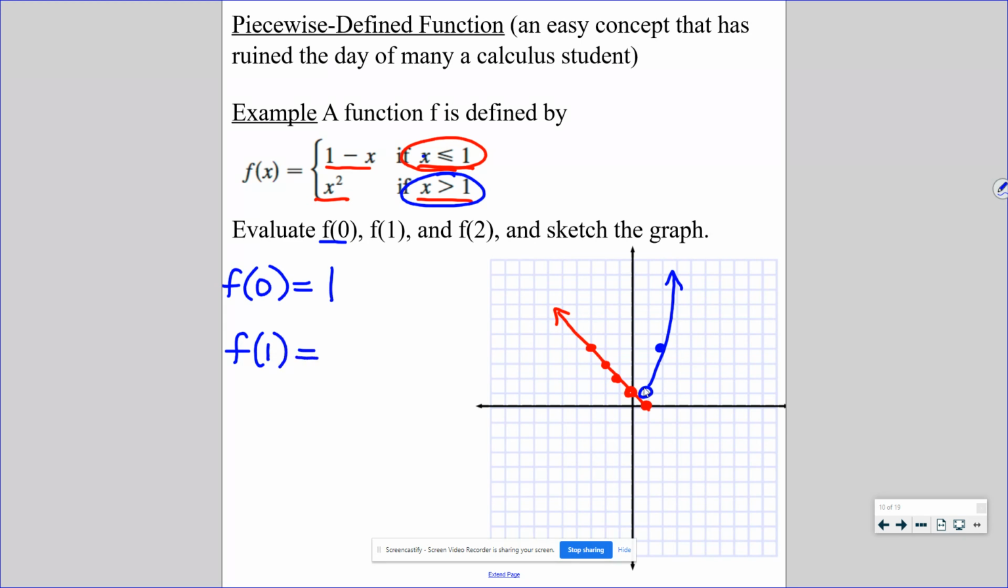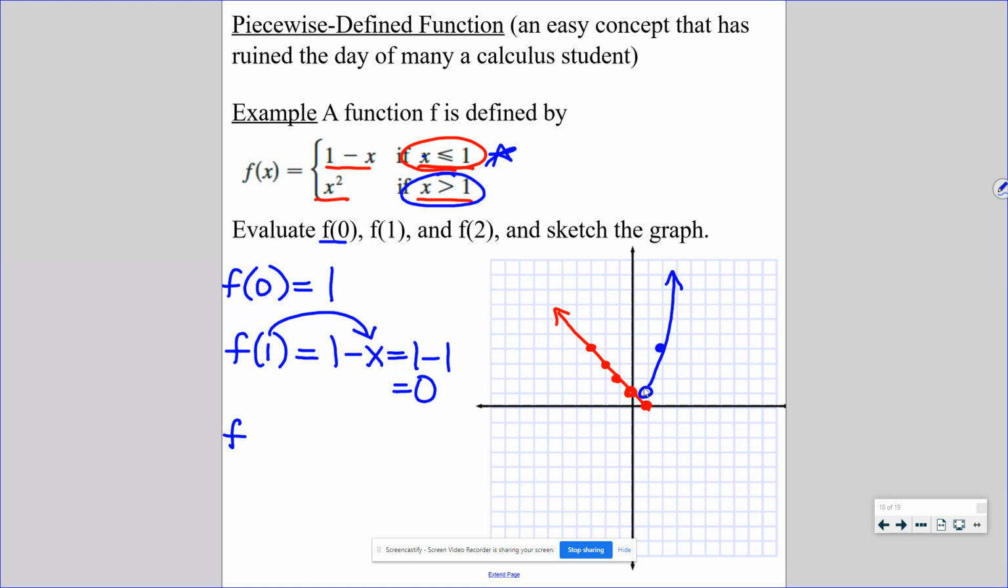So f of 1, I would use the top equation to find that value because it includes 1 in its domain restriction. And I'm just going to take the function itself and plug in the x value that I've got, and then just do the math. So I get 0 for that. And you can double check on your graph and you can see that 0 is the right answer.